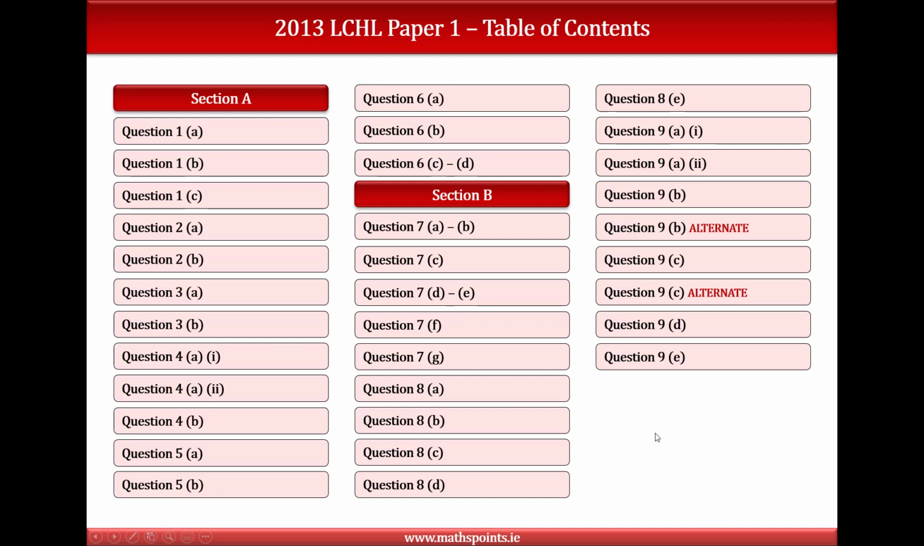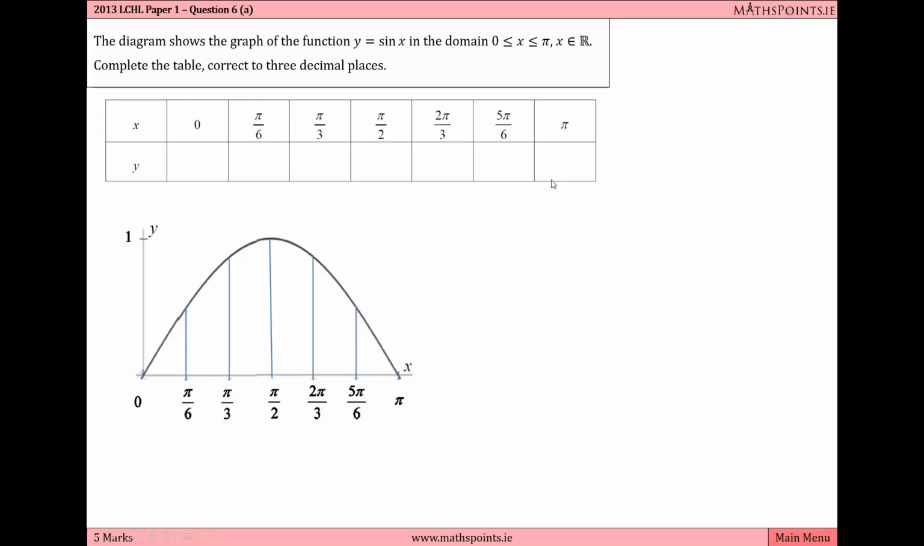So we're going to take a look at this question from the 2013 Leaving Cert Higher Level Paper 1. It's question 6 and it involves trigonometric functions, finding the area using the trapezoidal rule, finding the area using integration, and calculating percentage error. So the diagram shows the graph of the function y equals sin x in the domain 0 less than or equal to x less than or equal to pi, where x is a real number.